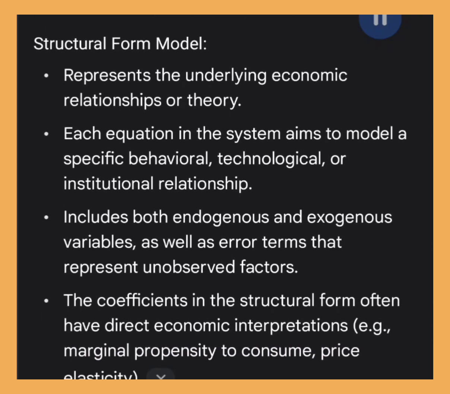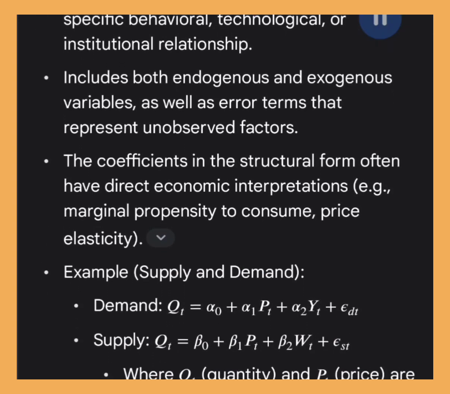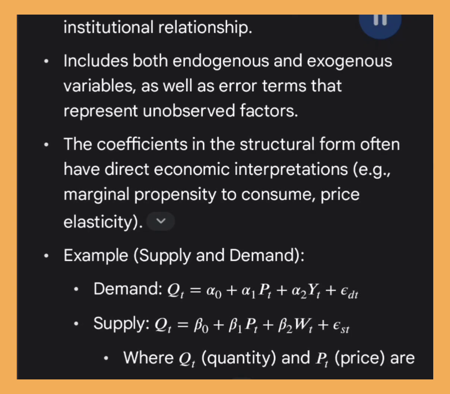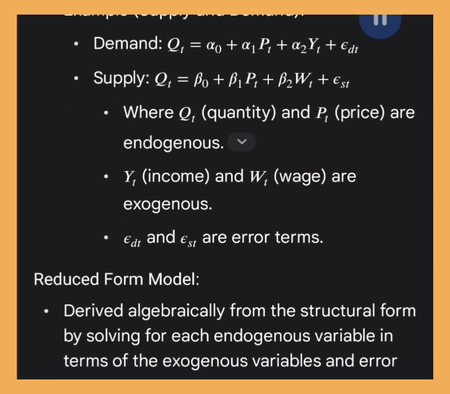Example, supply and demand. Demand: $Q_t = \alpha_0 + \alpha_1 P_t + \alpha_2 Y_t + \epsilon_{dt}$. Supply: $Q_t = \beta_0 + \beta_1 P_t + \beta_2 W_t + \epsilon_{st}$, where $Q_t$ quantity and $P_t$ price are endogenous. $Y_t$ income and $W_t$ wage are exogenous. $\epsilon_{dt}$ and $\epsilon_{st}$ are error terms.